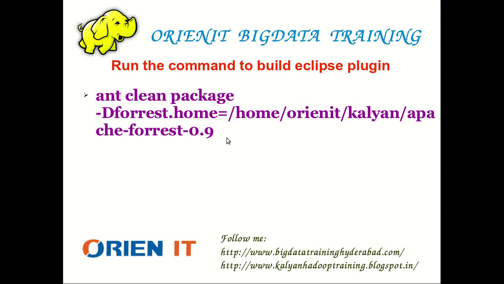Once we add this, we need one more prerequisite software, which is Apache Forest. Once you download the Apache Forest software, place it in your home folder wherever you want. As part of my installation, I'm using the /home/kalyan folder. I have downloaded Apache Forest, placed it and extracted it. Once everything is done, give the command in the terminal: ant clean package -Dforrest.home=/home/kalyan/apache-forrest-0.9.